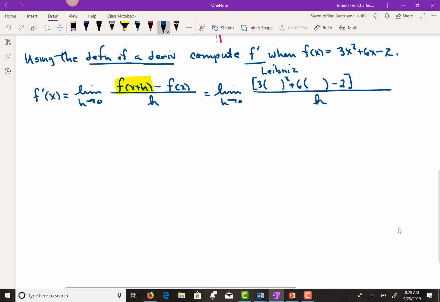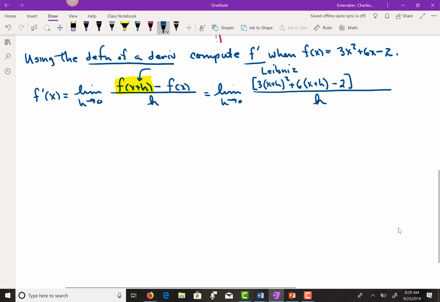And now what are we going to plug in? X plus h. How do I know it's x plus h? Because it says inside the parentheses there, we're going to put an x plus h wherever there are parentheses. Does that make sense?